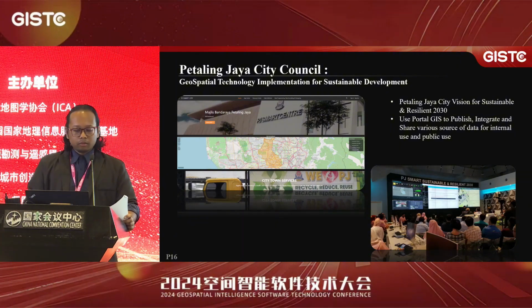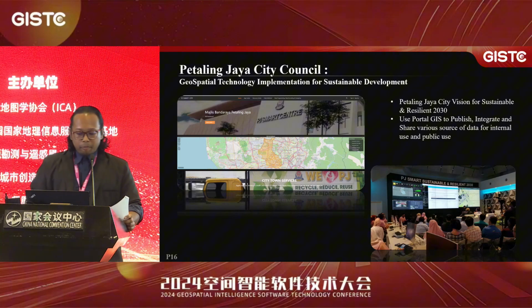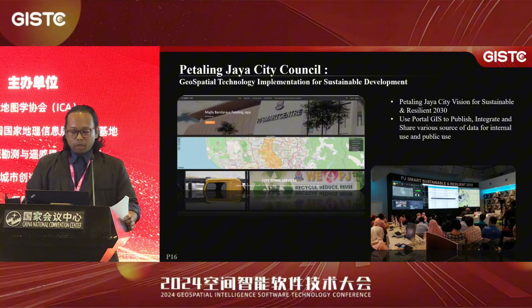Petaling Jaya City is also part of the Klang Valley and has a vision to be sustainable and resilient by 2030. They use a GIS portal to publish, integrate, and share various sources of data for internal use and also public use. They also integrate their geospatial technology system using an API directly to the map dashboard and provide real-time data using the map dashboard application.